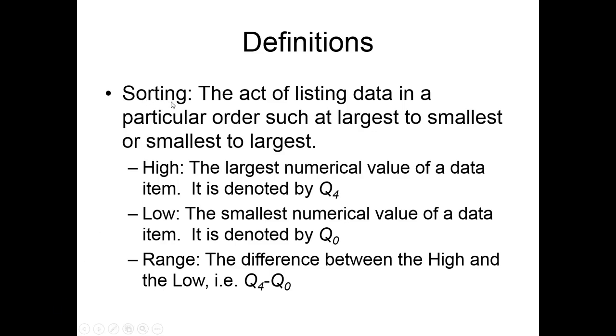For example, sorting. This is the act of listing data in a particular order, such as largest to smallest or smallest to largest. The high is the largest numerical value of a data item. It is denoted by Q4. The low is the smallest numerical data value of a data item. It is denoted by Q0. And the range is the difference between the high and the low. It's the Q4 minus the Q0. And we'll explain here before too long why it's Q4, why it's Q0, why the Qs.